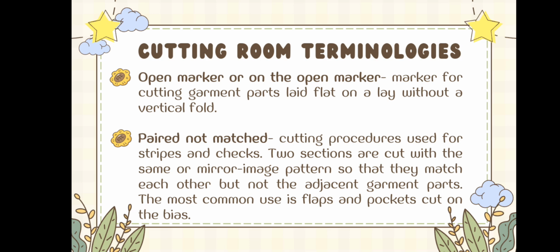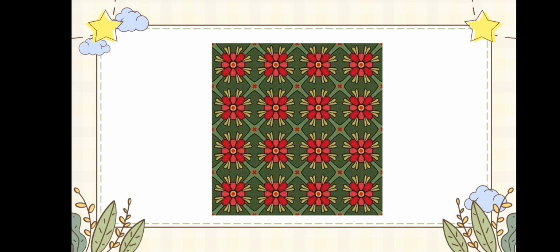So next we have repeat. So this is one complete pattern in the fabric with print or design. It also describes the distance between the beginning of one fabric motif and the beginning of the next identical motif. Fabric can have vertical or horizontal repeats or both. So I have an example here. So this one is a repeat, so the design is repeated all over the fabric.